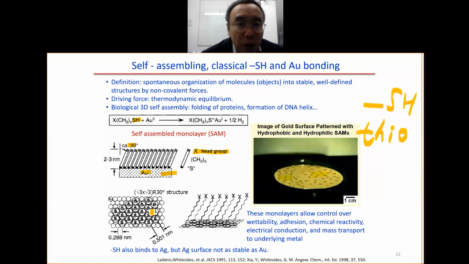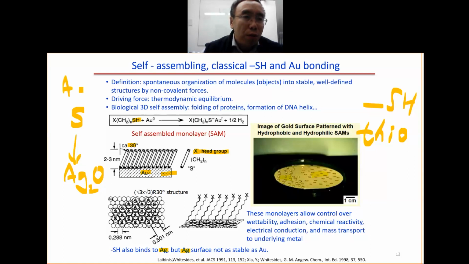This works very well for gold, and it will also work for silver. But the problem is that the silver surface is not as stable as gold, because in the air, we have lots of sulfur. So when the sulfur comes to the silver, it will form a sulfide. That's why when you leave silver in the air for a long time, it will become yellow in color, because the silver takes sulfur from the environment.